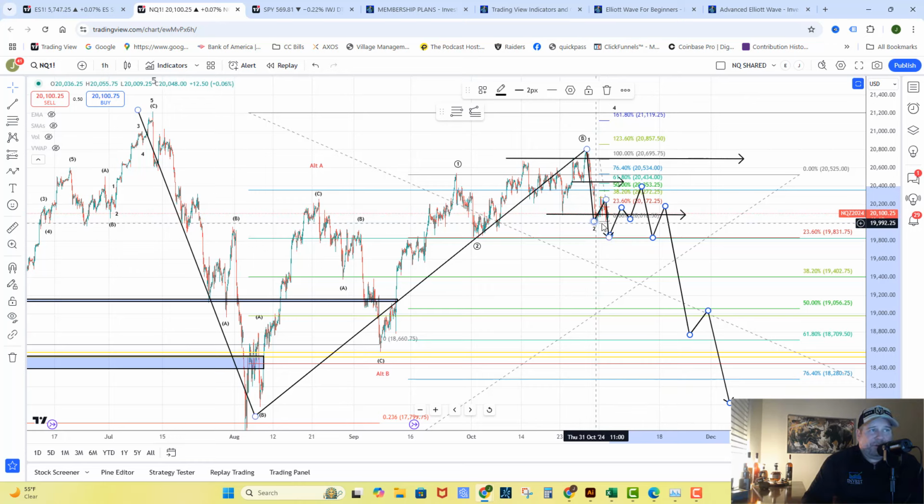However, if they can hold support up here above this wave 2 and get a rally going and take back the 20,300 area, the bulls can start a rally back toward that 22,000 overall area.